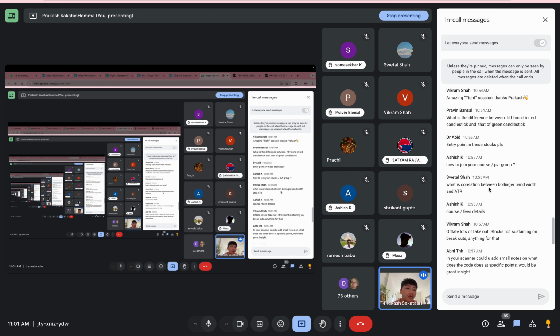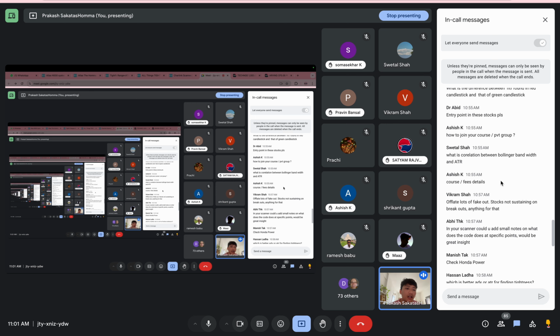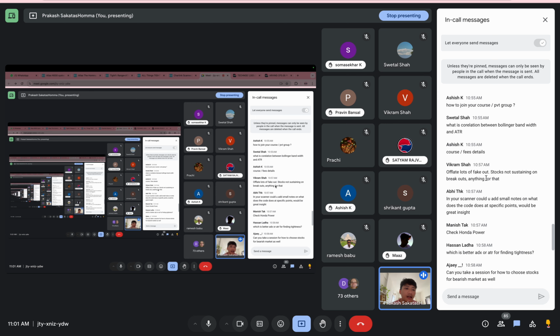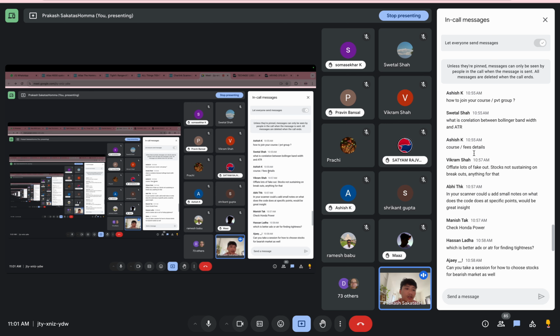What is the correlation between Bollinger Band and ATR? Just Google this, very simple things, and I've already explained the correlation, if any. Ashish ji, these details are there in the TTT, and I'll let you know. I'll find you and I'll message you.